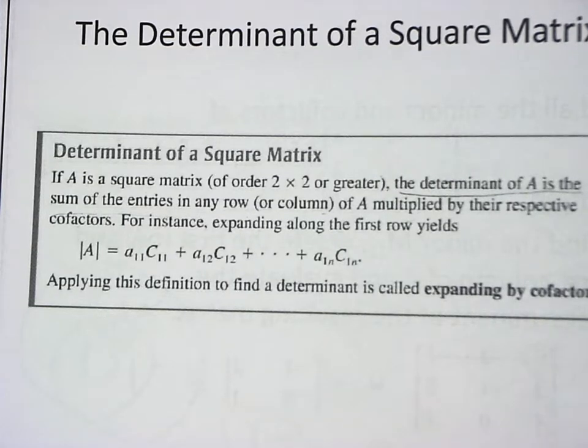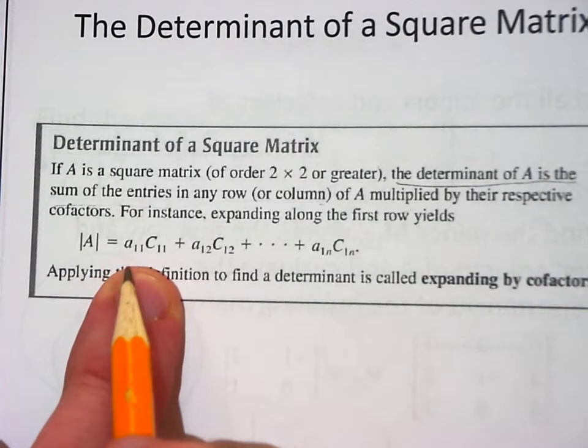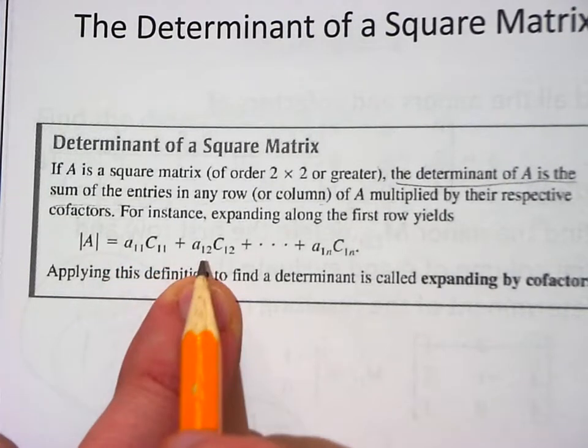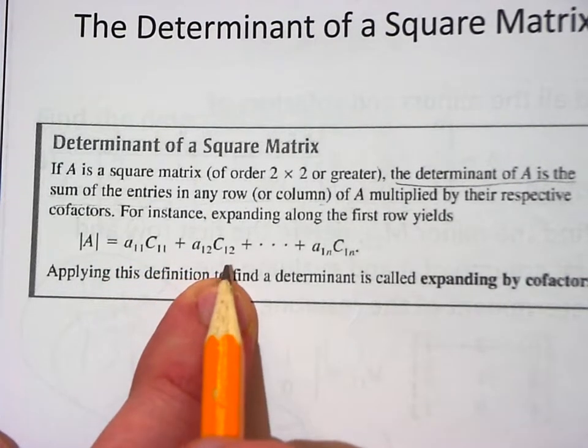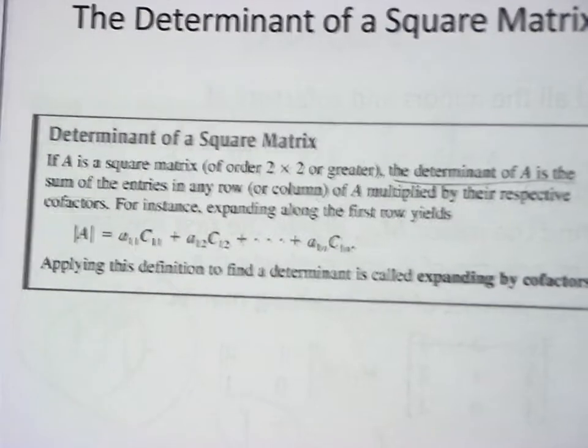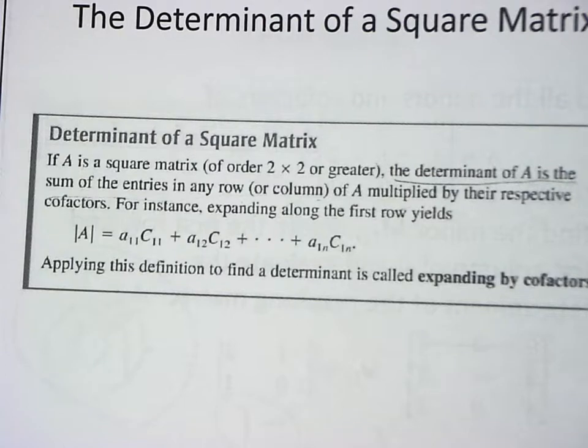Doesn't matter. And then I want to take the one in the actual position times the cofactor of that, plus the one in the next position in that row times the cofactor, plus the one in the next one times that row, however big it goes. You just do one row or one column.